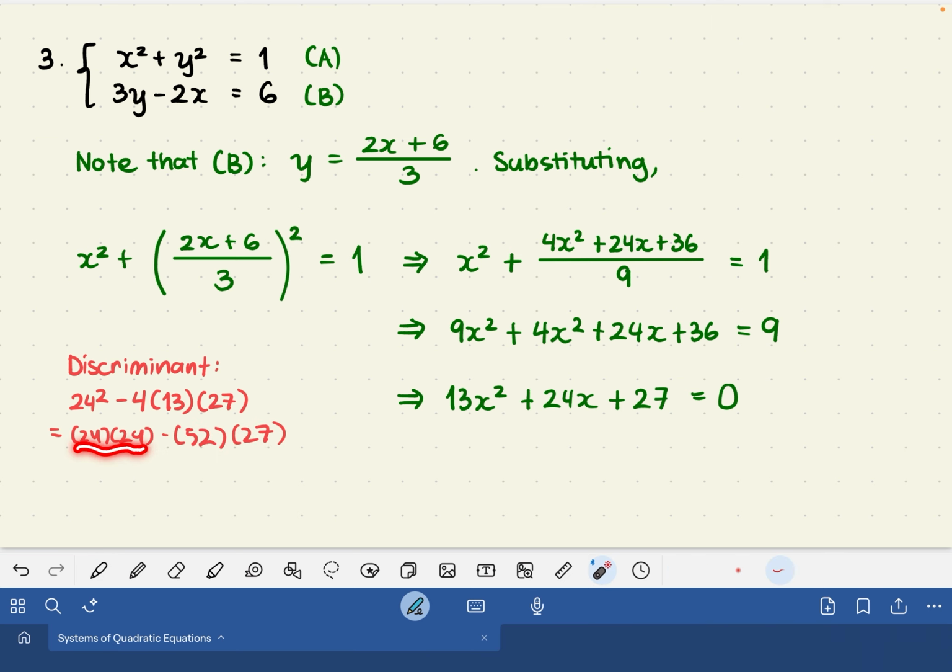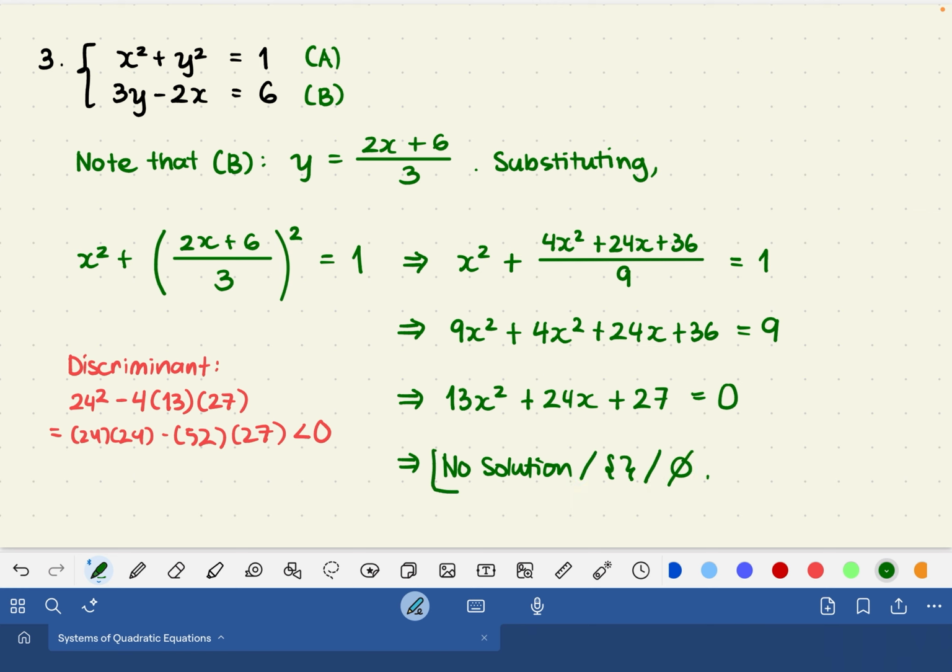Clearly, this one is smaller than this one. So subtracting the 2 would yield a negative value. This means that if we have a negative discriminant, we know that we won't obtain a real solution out here. So this means that for this problem, we have no solution. You can also write that as empty curly brackets or an empty set. So that is the answer for this problem.